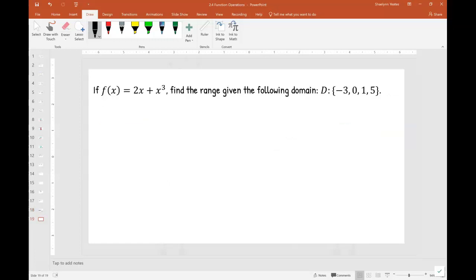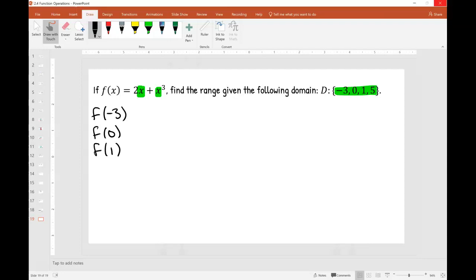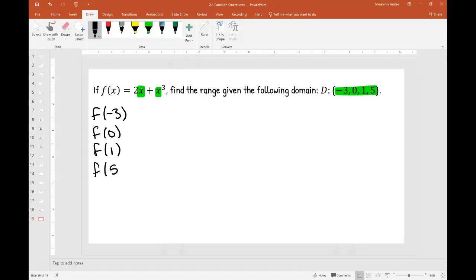Okay, let's try this one more time. So this time, we're given a different function. We're going to be replacing all of these x's with those domain values. So we're going to end up finding f of -3, f of 0, f of 1, and f of 5. This time we've got 2 x's to fill in. So we're going to do 2 parenthesis -3 close parenthesis plus parenthesis -3 close parenthesis to the third power.